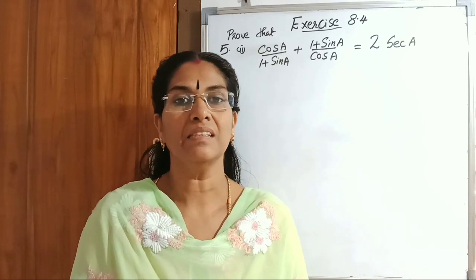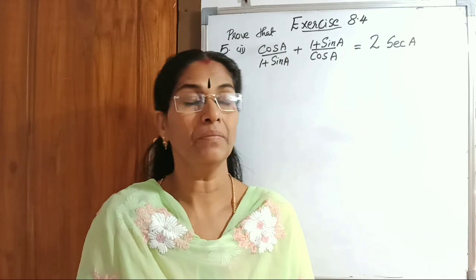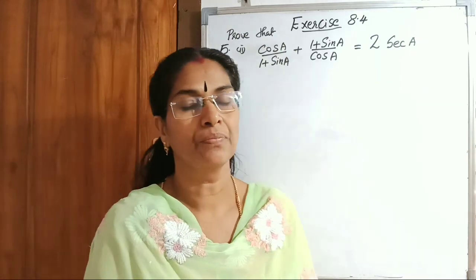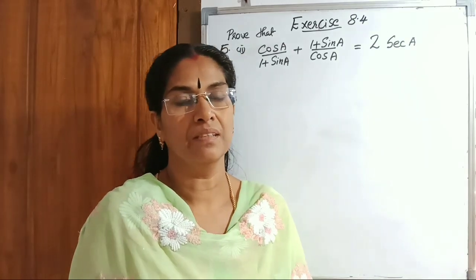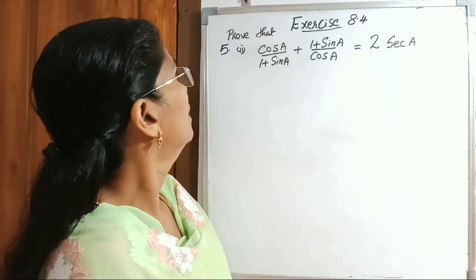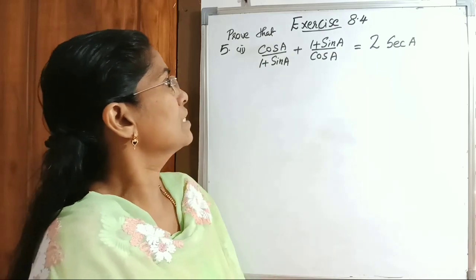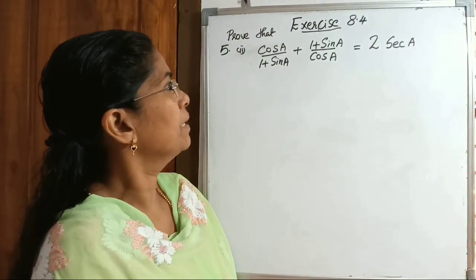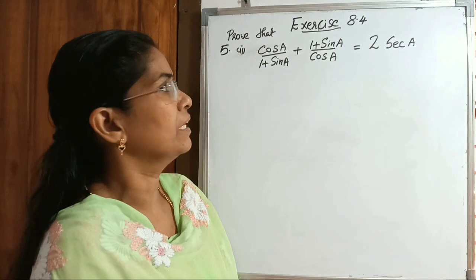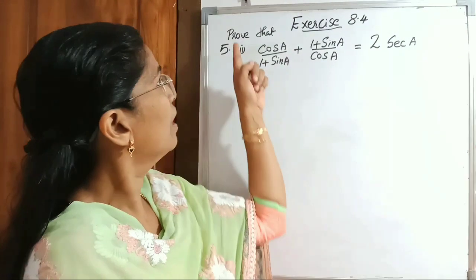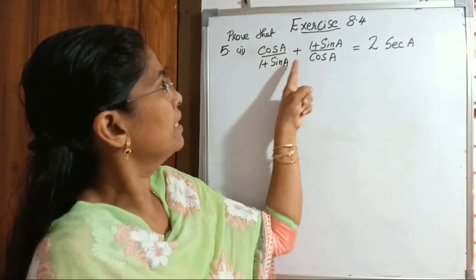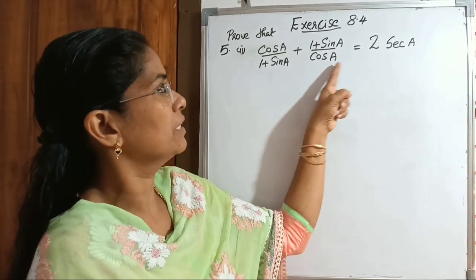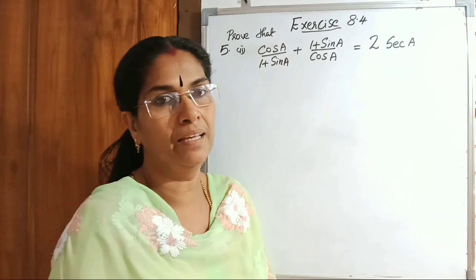With these identities, we can solve a few questions from exercise 8.4. We already discussed a few questions, and now the balance questions. Fifth question, second one: cos a by 1 plus sin a plus 1 plus sin a by cos a equal to 2 sec a. We have to prove this.